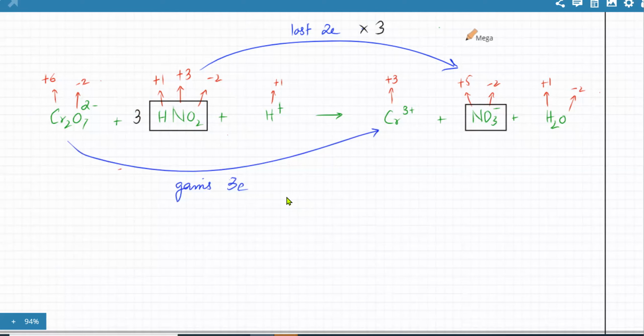So that means this entire ion should be multiplied by 3. And chromium is gaining 3 electrons, so that means it should be multiplied by 2, so that the number of electrons lost and gained become equal. So there should be 2 chromiums. There are 2 chromiums already over here, so there should be 2 chromiums over here as well. So you multiply that by 2. So this part is balanced. Is this clear? The number of electrons gained and lost are now equal. So is this clear? Yes.